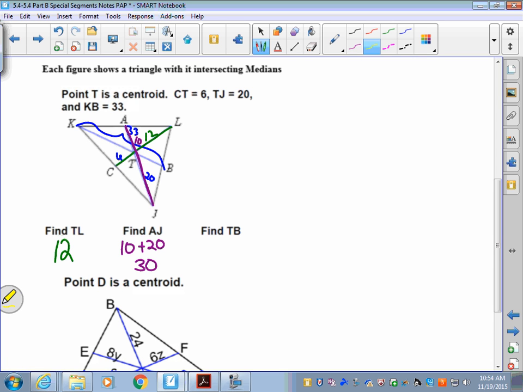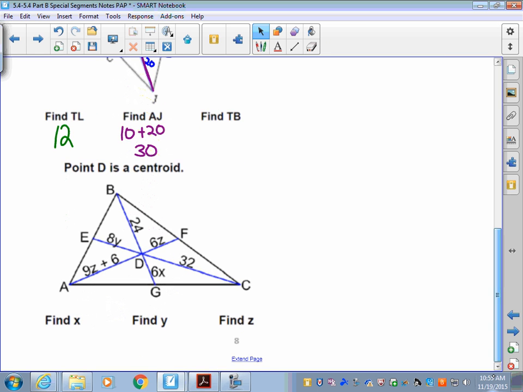Now we're looking at TB. They want us to find TB. That's our small part here. But we know the whole median, which segment is the whole median? KB. KB is 33. Remember it gets broken up 2 to 1. So how can we figure out the distance of each one? The little one is 11. So this would have to be 22, and then together it's 33. Are we okay on that? So you'll start seeing a pattern here. TB is 11. Sorry, I forgot to put that there.